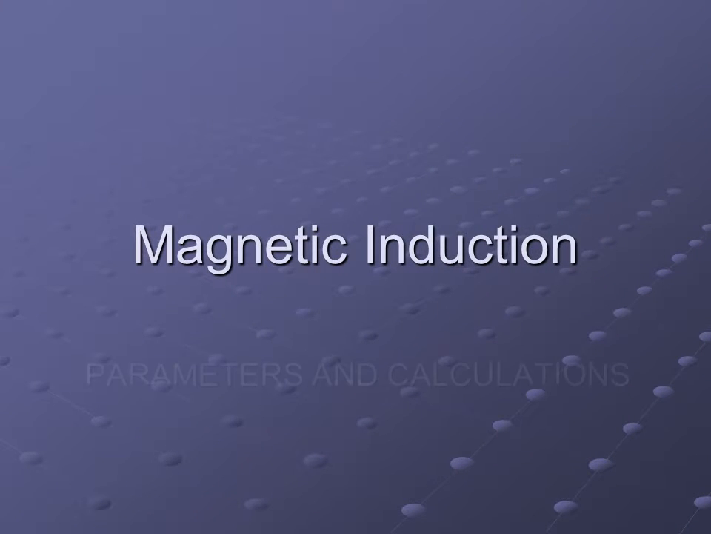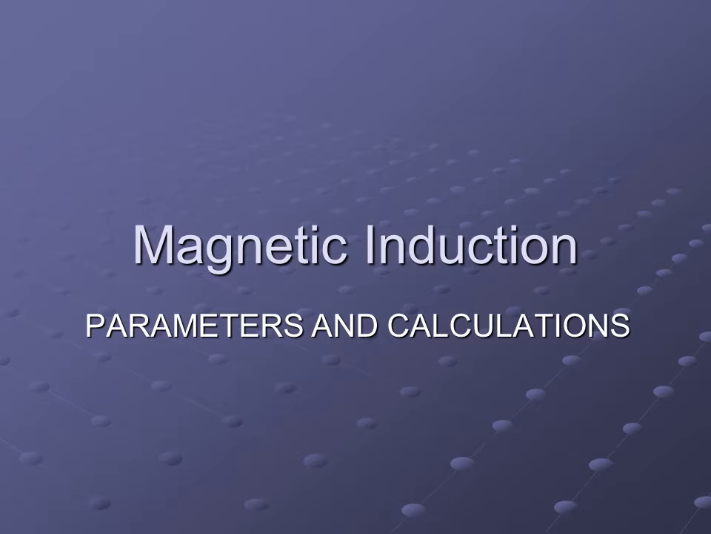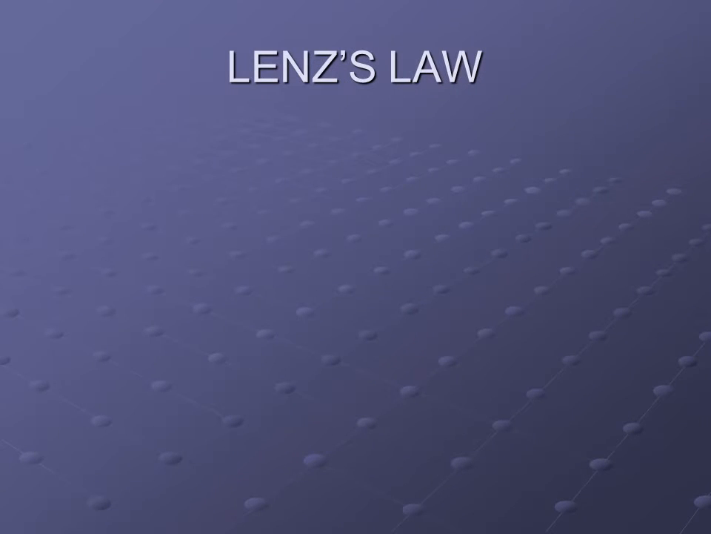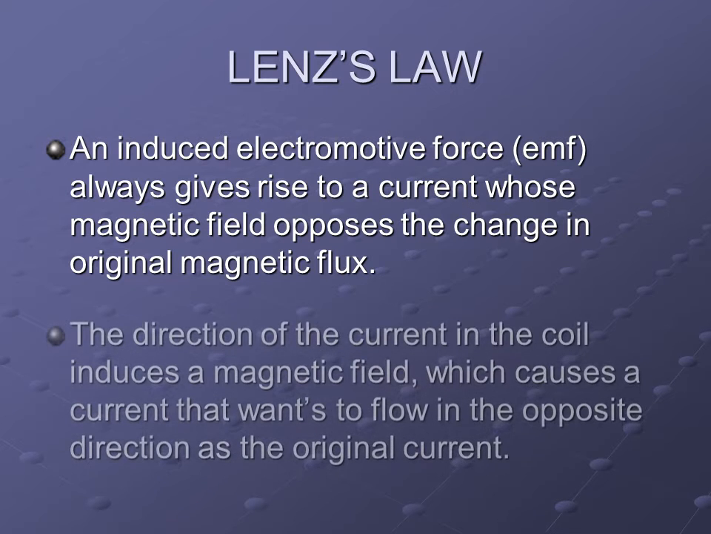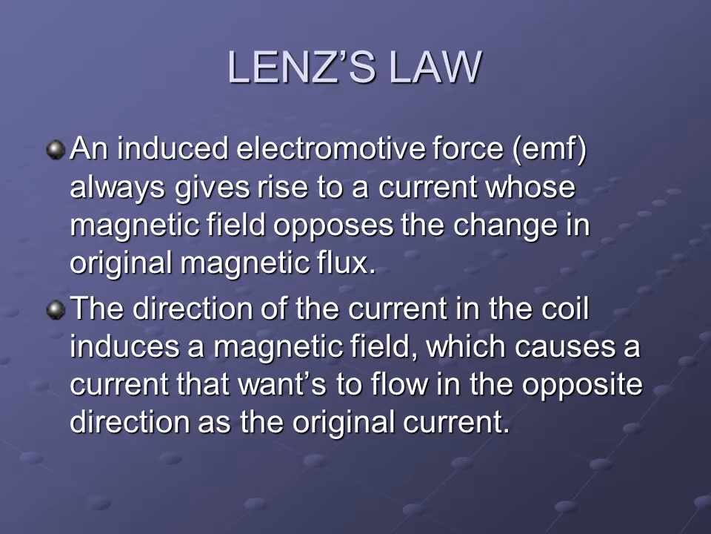Magnetic induction. We are going to have a look at the parameters and calculations. This phenomenon is defined by Lenz's law, which reads as follows. An induced electromotive force, EMF, always gives rise to a current whose magnetic field opposes the change in original magnetic flux. The direction of the current in the coil induces a magnetic field which causes a current that wants to flow in the opposite direction as the original current.